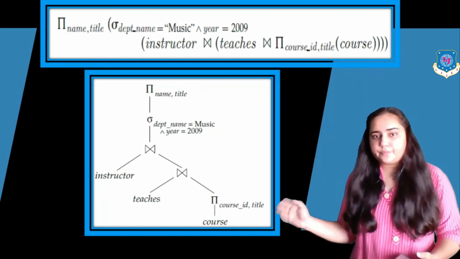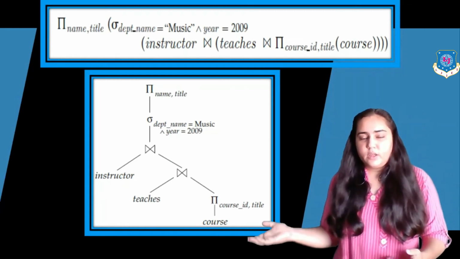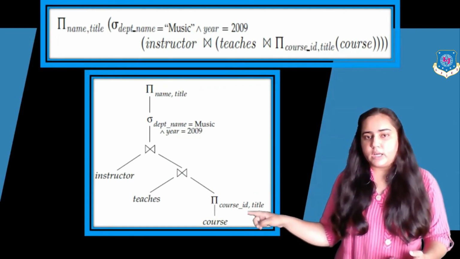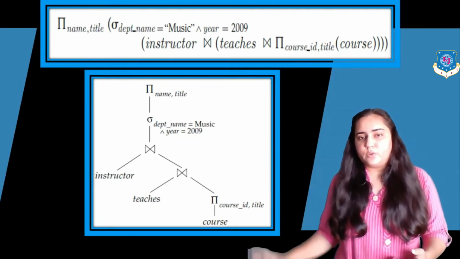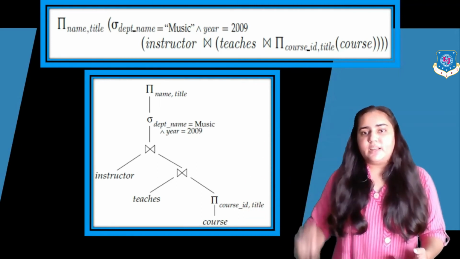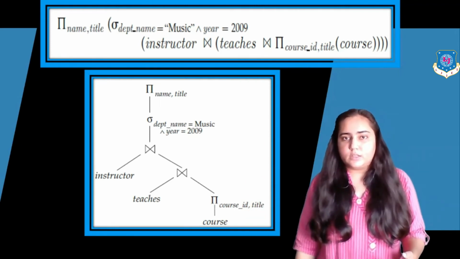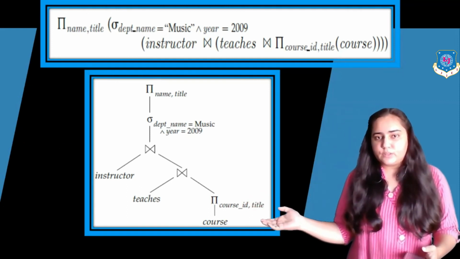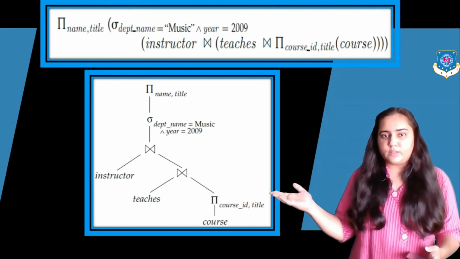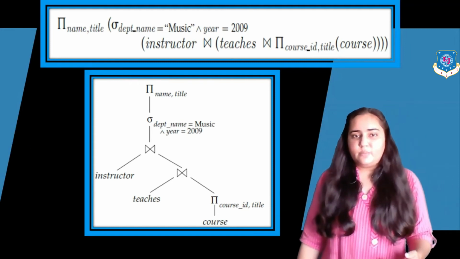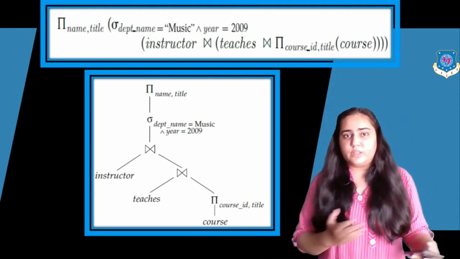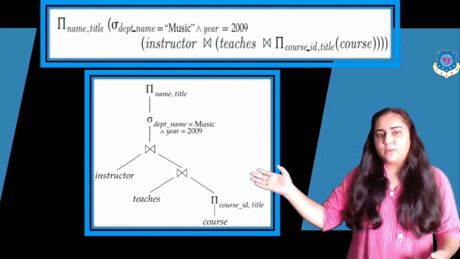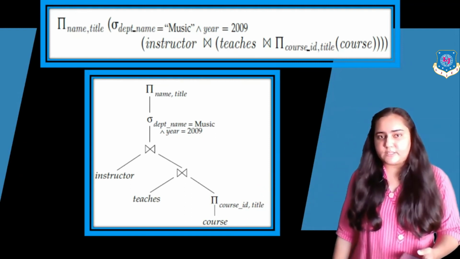You can see there is a course table. From the course table, I have applied the pi operation with course ID and title. So I've taken that. After that, my query says to perform a natural join of this with teachers. So I've shown that also here, natural join of course with teachers, and then perform a natural join of this with instructor. So once again, there is another natural join symbol with instructor. So that is also present.